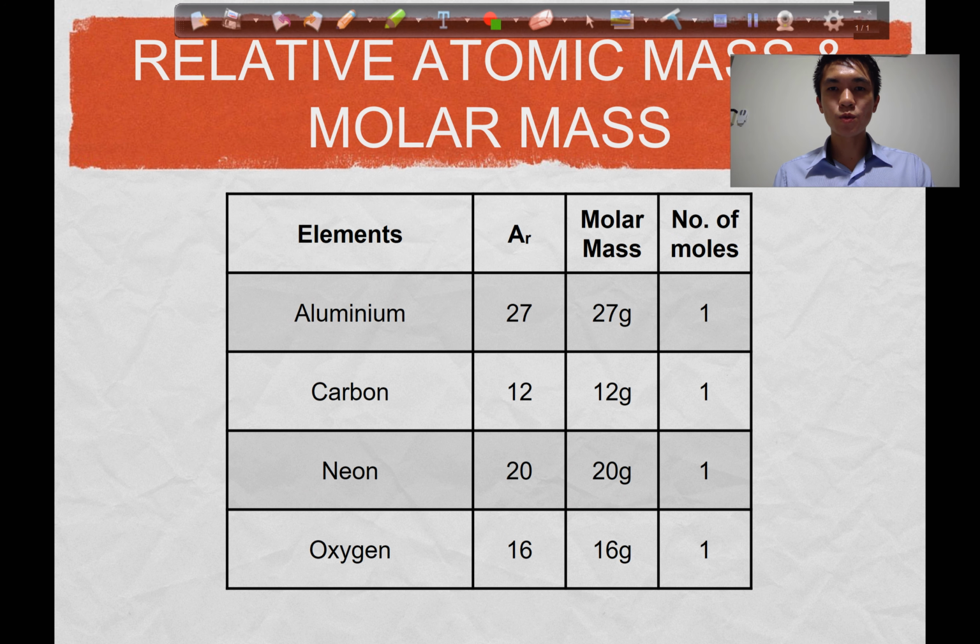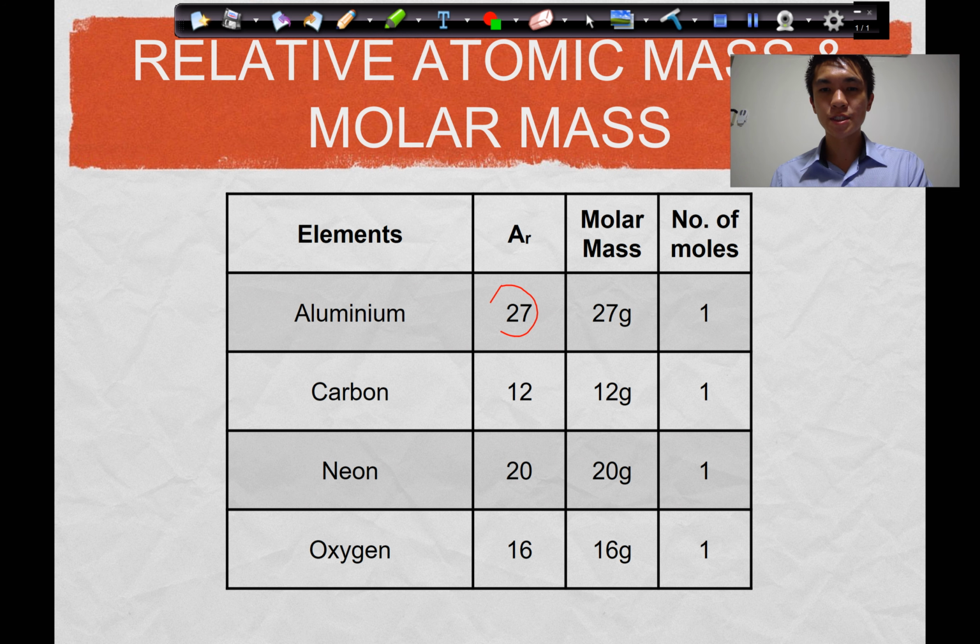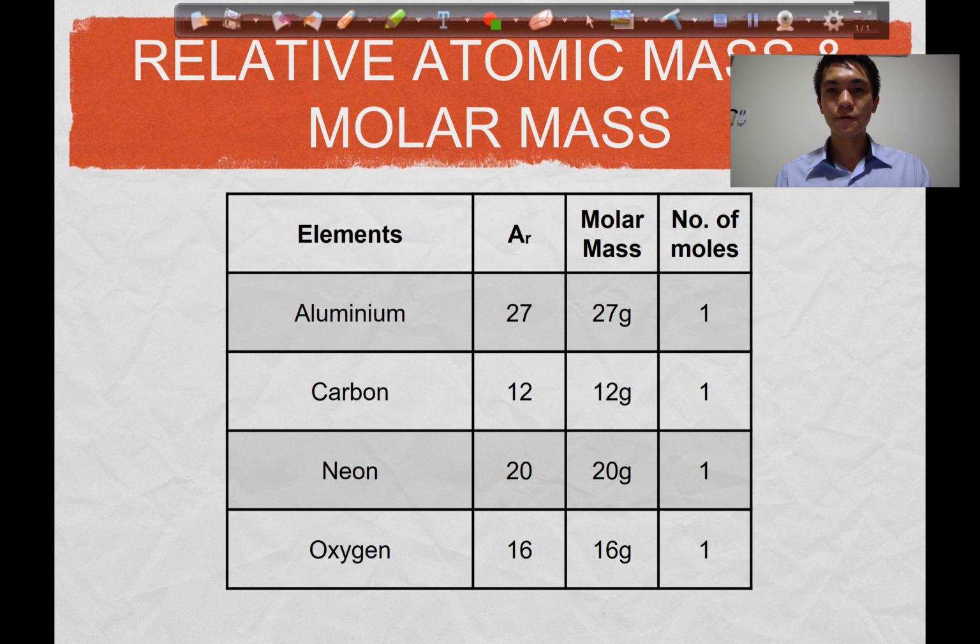What does this mean? This actually means a couple of things. For example, aluminium has an AR of 27, and if we weigh this to 27 grams, it's exactly equal to 1 mole. Likewise for carbon, its AR is 12, and if we weigh 12 grams, we will get 1 mole. Same thing for neon as well as oxygen. So what does this mean? Let's take a look at some examples now.